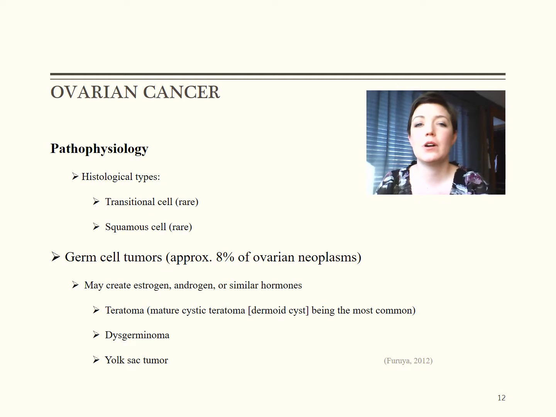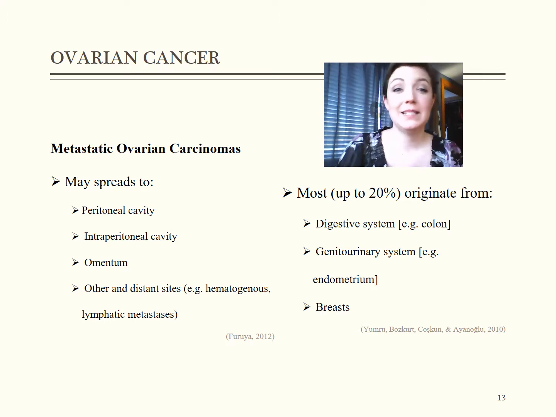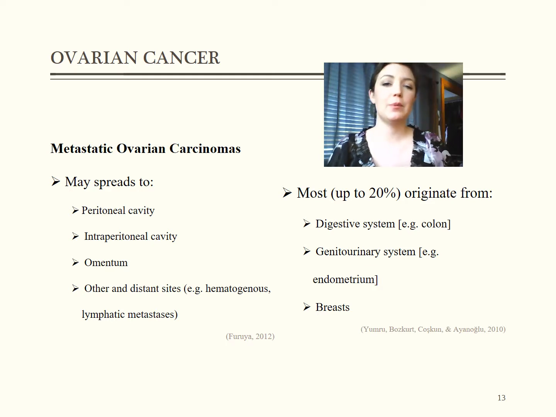Germ cell tumors are another type of ovarian cancer and account for approximately 8% of all ovarian neoplasms. However, these tumors are quite interesting as they are known to create hormones such as estrogen and androgen. Ovarian cancer is known for metastasizing to other locations, but they do come from other locations as well. Up to 20% of them come from the digestive system, the genitourinary system, and the breasts.